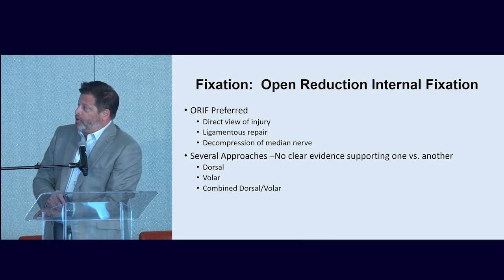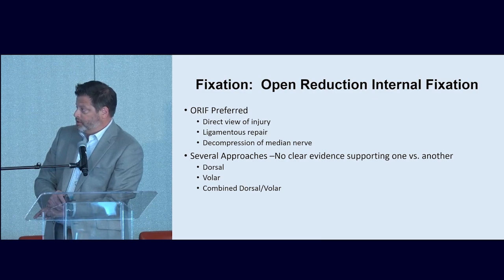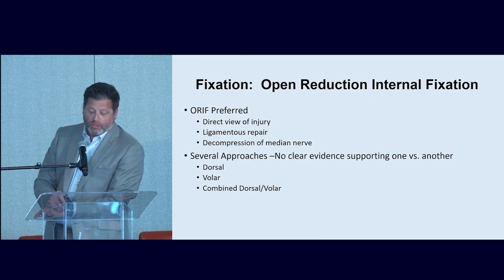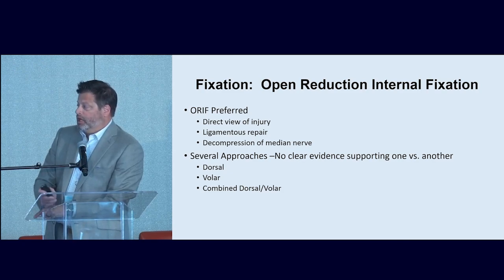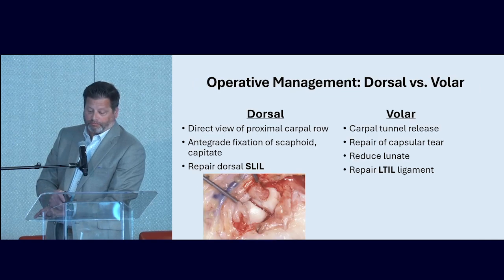Open reduction is preferred. You get a good direct view of the injury, ligamentous repair. You can decompress the median nerve. If you look through the literature, there are several approaches: dorsal, volar, combined dorsal and volar. I think each of the cases are different. I think most of my cases we end up going both dorsal and volar. But I'm going to show you a case here that I was able to just go dorsal.